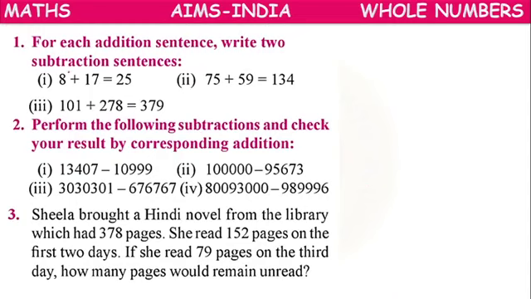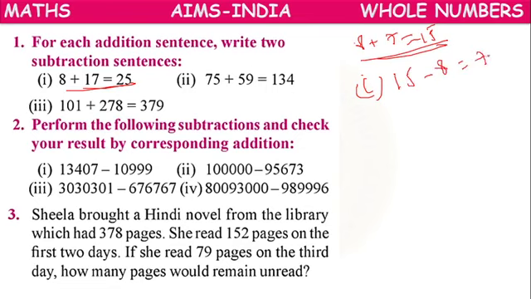Next, some questions. For each addition sentence, write 2 subtraction sentences. We have 8 plus 7 equals to 15. This addition sentence. So what we can write? From the result 15, if we subtract first number, we will get second number. Or from the result 15, if we subtract second number, we will get first number. These 2 subtraction facts we can write.